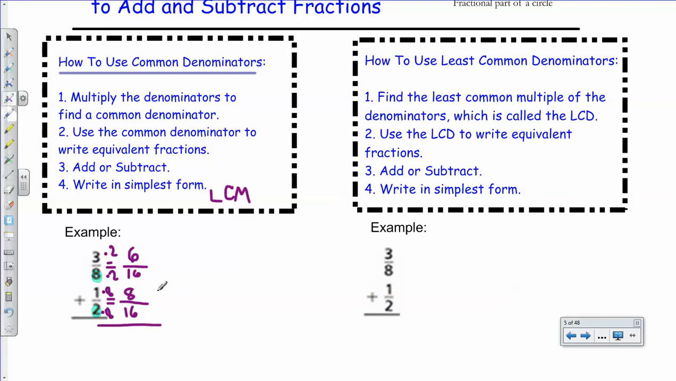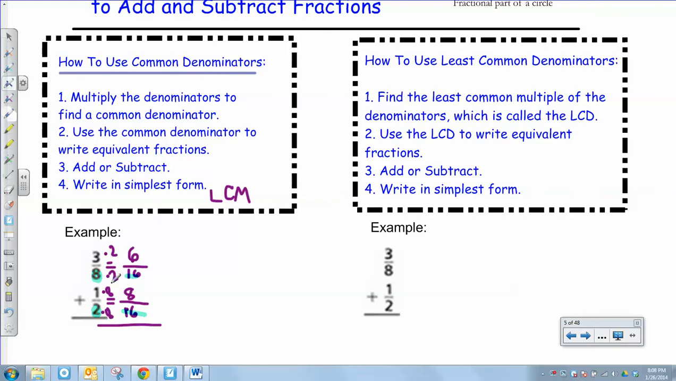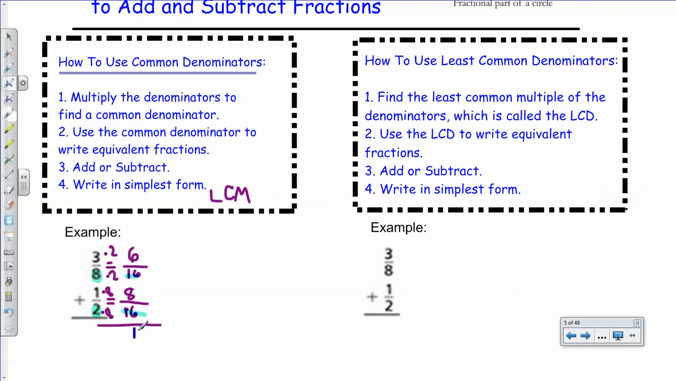So now I can compare my apples to apples. I have 16ths. So 6 plus, now I do the same thing I did yesterday, right? Now my denominators are the same at 16. So now I just need to add 6 plus 8 gives me 14 over 16.